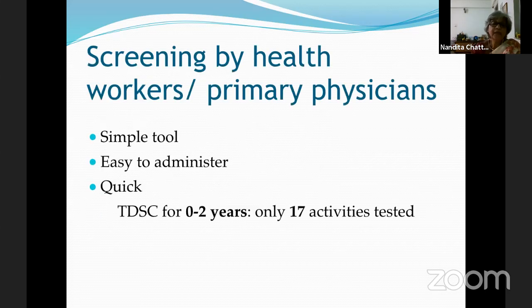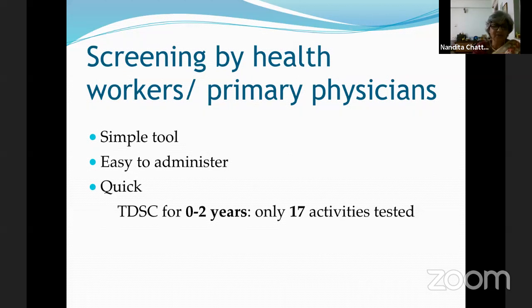Next slide. Now, what can a health worker do? For him or her, a simple tool would be very useful, and the common tool that we use across the country is TDSC, the Trivandrum Development Screening Chart, which initially was meant for 0 to 2 years.